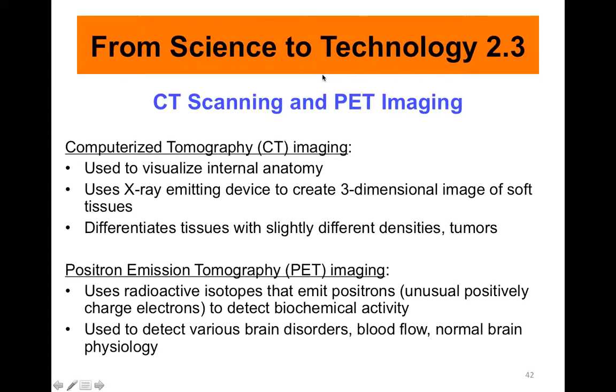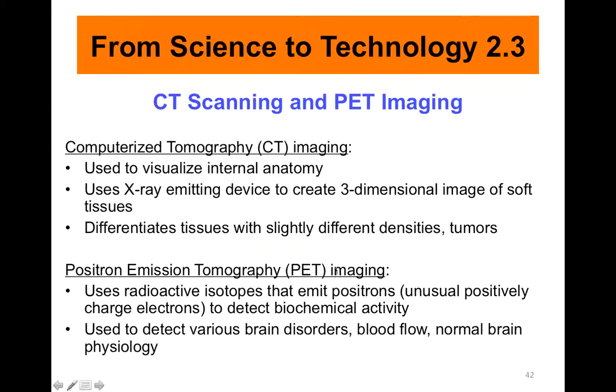Science to technology, CT scanning, and PET imaging. So CT scanning is computerized tomography, or CT imaging, and it uses X-rays in a computer to make a three-dimensional image. Okay, and this would be how we would detect a tumor, would be a good use of CT scanning.